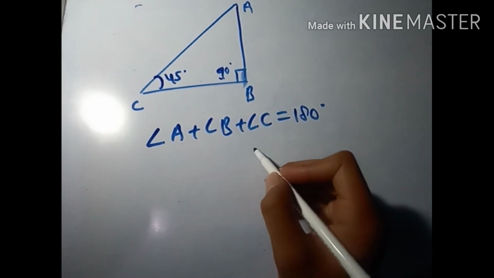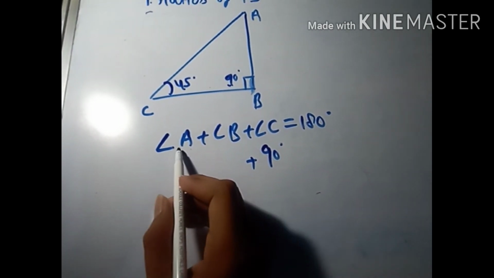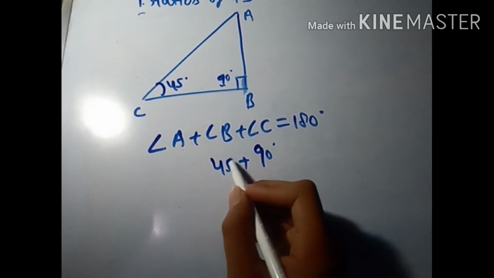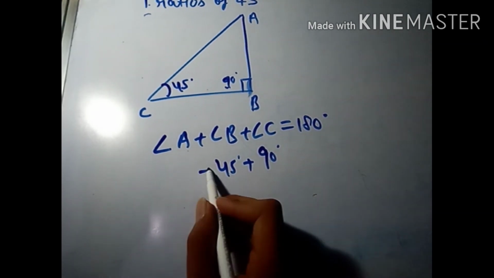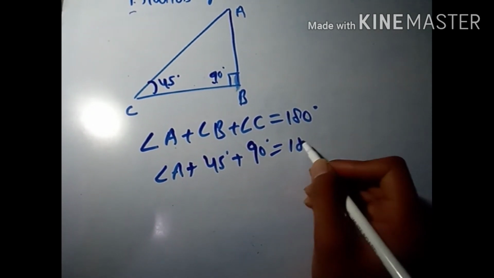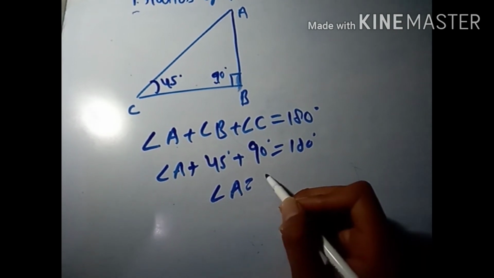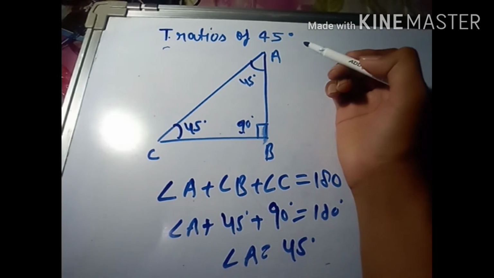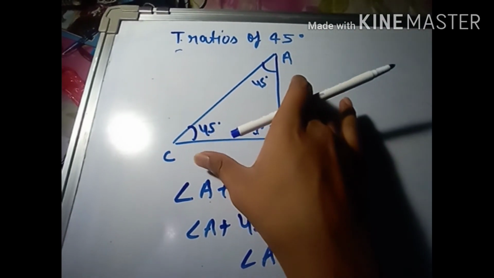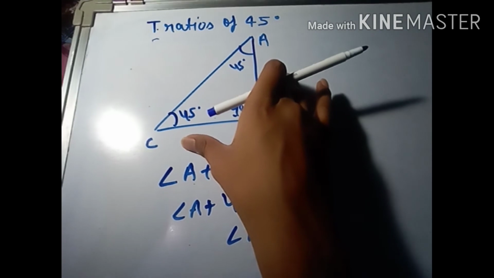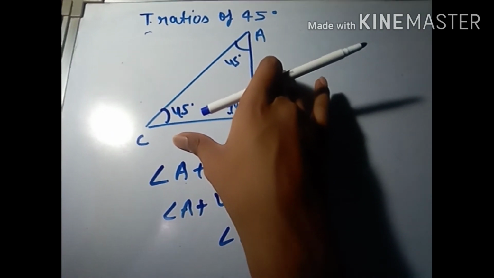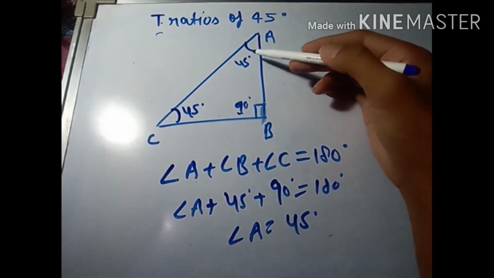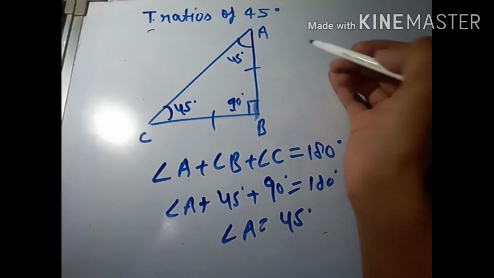What you will get? Angle B is 90 degree, angle C is 45 degree, and angle A, if you solve this, will also become 45 degree. So now this is also 45 degree. Means what? This is an isosceles right angle triangle. Understood? As this angle becomes equal to this angle, this side will also be equal to this side.